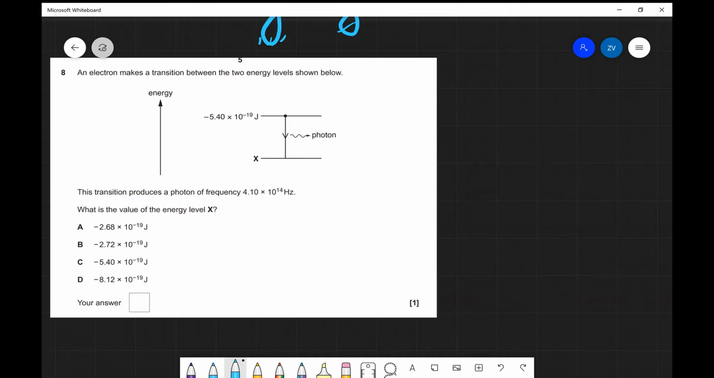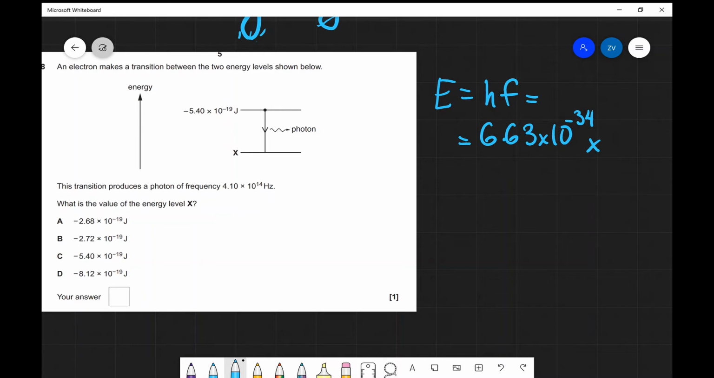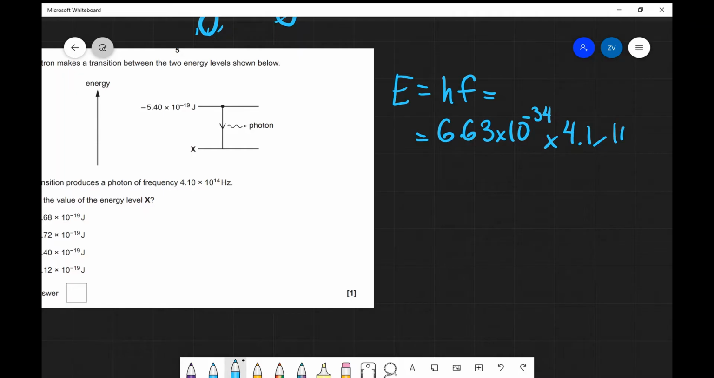Question 8. An electron makes a transition between two energy levels as shown. The transition produces a photon of frequency 4.1 times 10 to the power 14. What is the value of the energy level x? Well, let's calculate the energy of that photon. As you remember, E is equal to hf, which is Planck's constant, 6.63 multiplied by 10 to the power of minus 34, multiplied by the frequency, which is 4.1 times 10 to the power of 14.